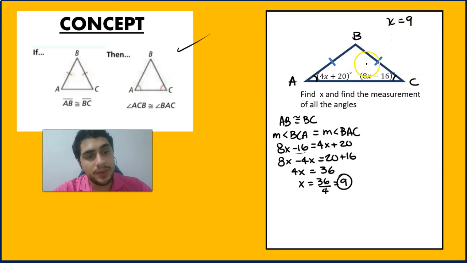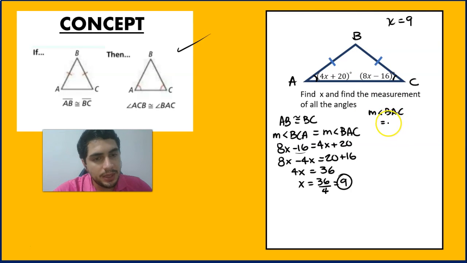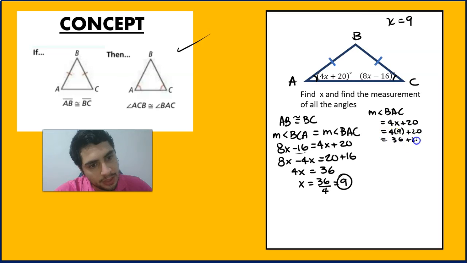Now we're also asked to find the measurement of all the angles inside the triangle, right? So in order to find the measurement of angle BAC, we just have to substitute. So it's going to be 4x plus 20. So it's going to be 4 times 9 plus 20. So 36 plus 20 is going to be 56 degrees.